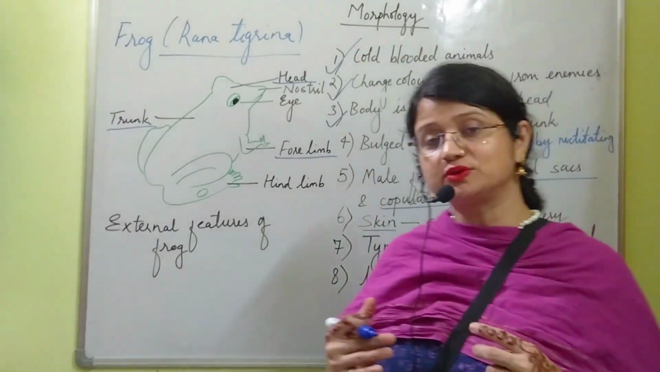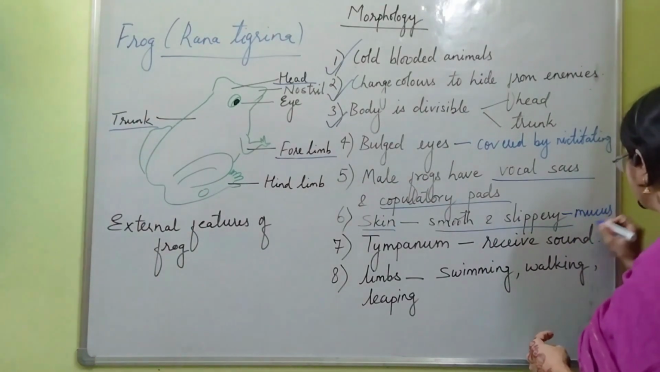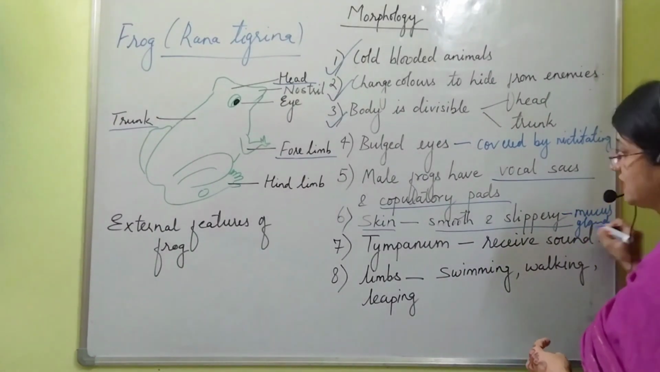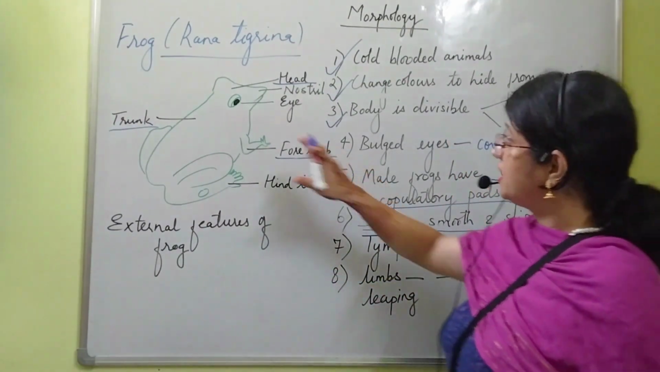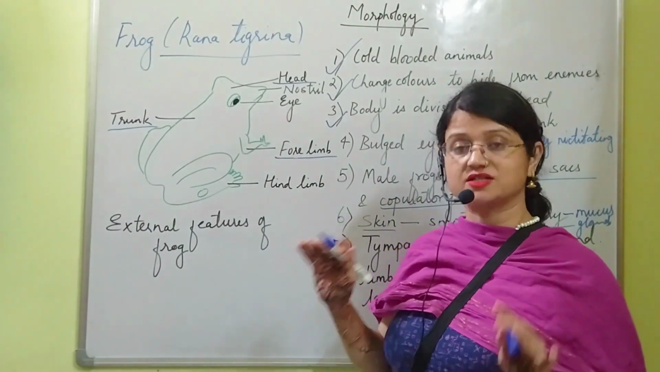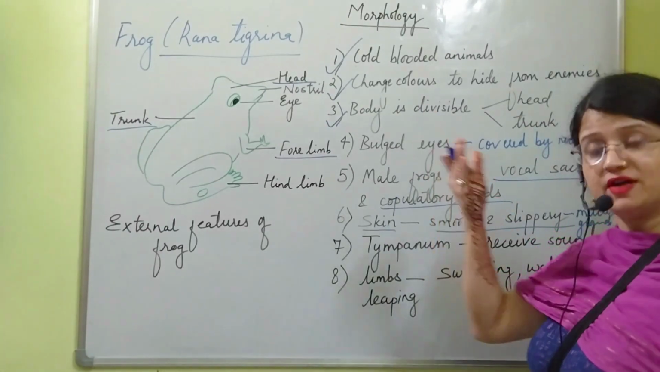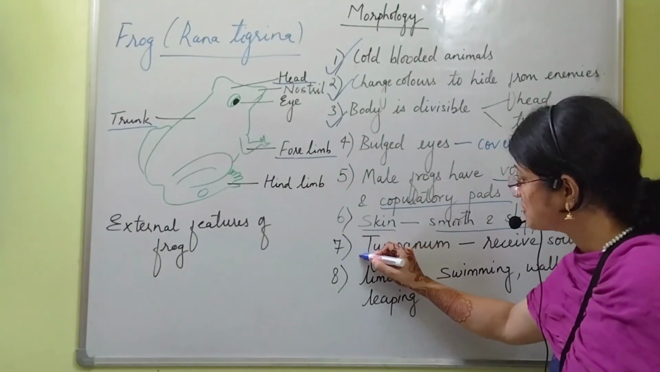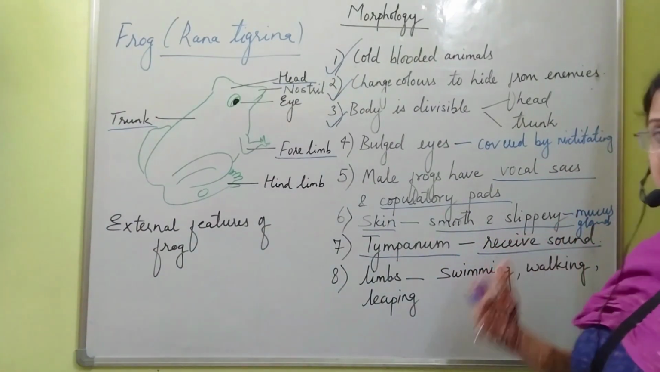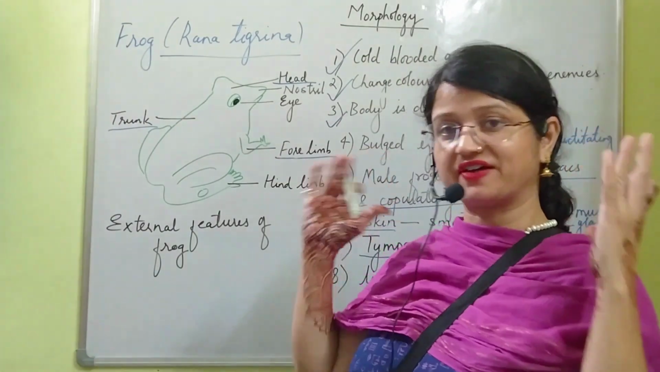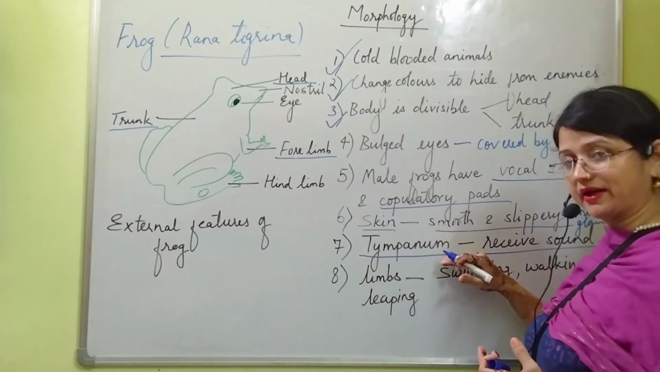Next, the skin, here we can see it is smooth and slippery. Now why the skin is smooth and slippery? Because it contains mucus glands. So that's why the skin is smooth and slippery. Next important thing is, here there is no external ears. External ears are absent, but they have a membrane of tympanum. So the ear is represented by tympanum and it receives the sound signals. Clear? So here they do not have external ears, they do not have pinna, but it is represented by tympanum.